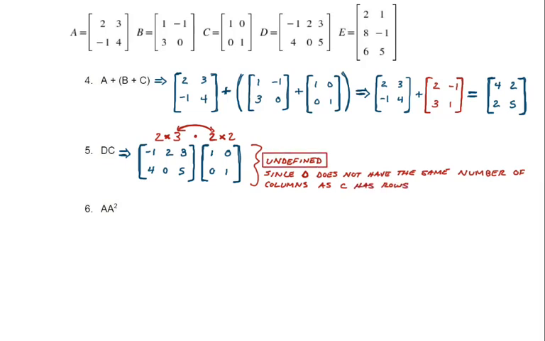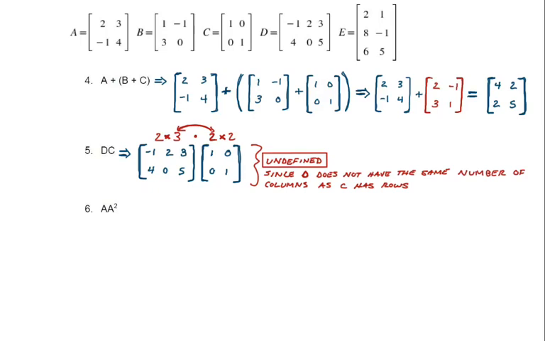So the quick check, obviously, before you start trying to go through and multiply would be see if it's possible depending on their size. And in this case, the operation is not defined because matrix D does not have the same number of columns as C has rows. So those numbers are different.